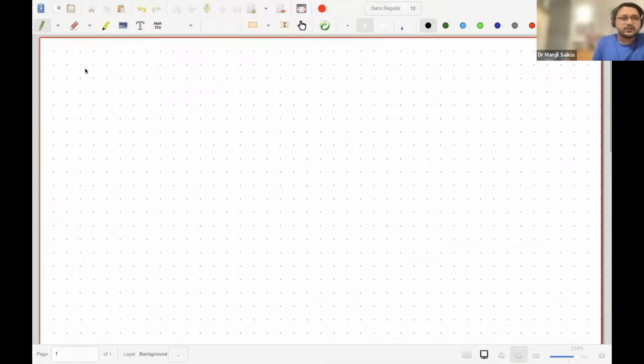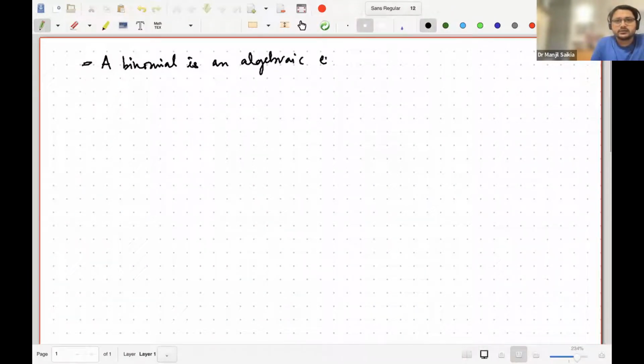Right. As was mentioned, I'm going to speak about binomial coefficients. For the sake of completeness, what is a binomial? A binomial is an algebraic expression of the form, say, a plus b. If there are two terms in the algebraic expression, then we say that it's a binomial. If there are three terms, we say it's a trinomial and so on.